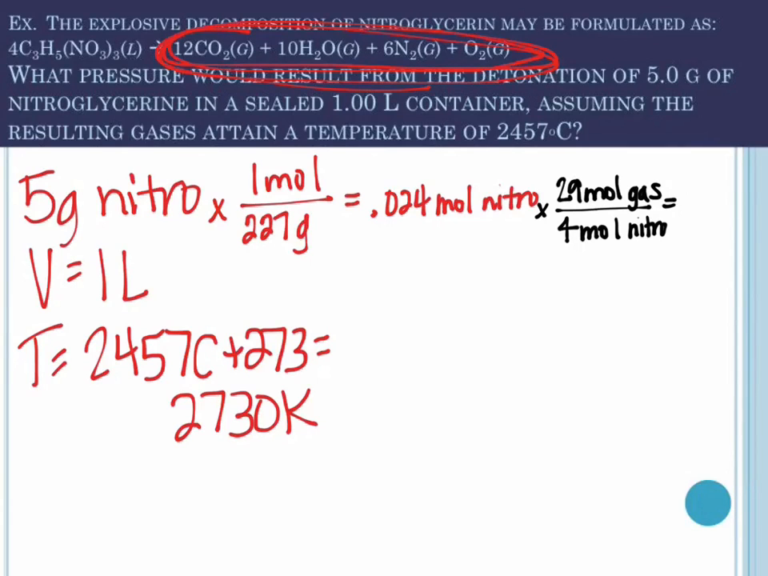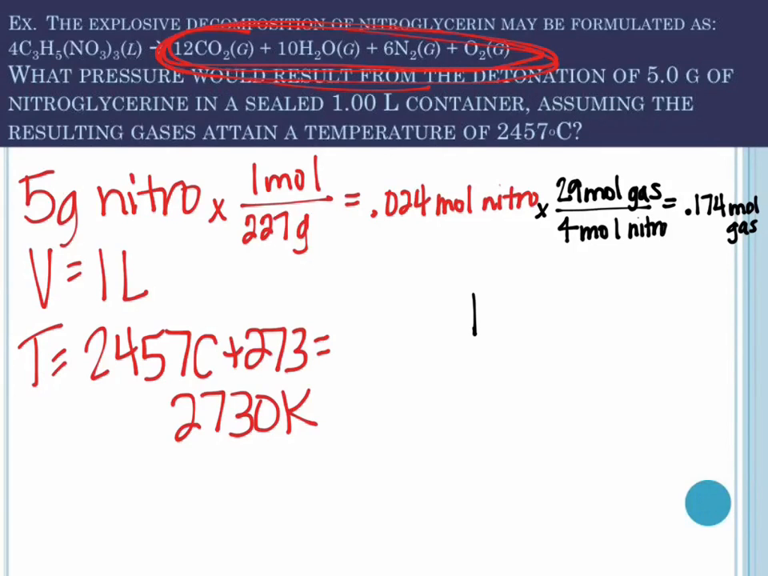0.174. What do we get? 0.174 moles of gas. All right, so I want to know what pressure those moles of gas make.